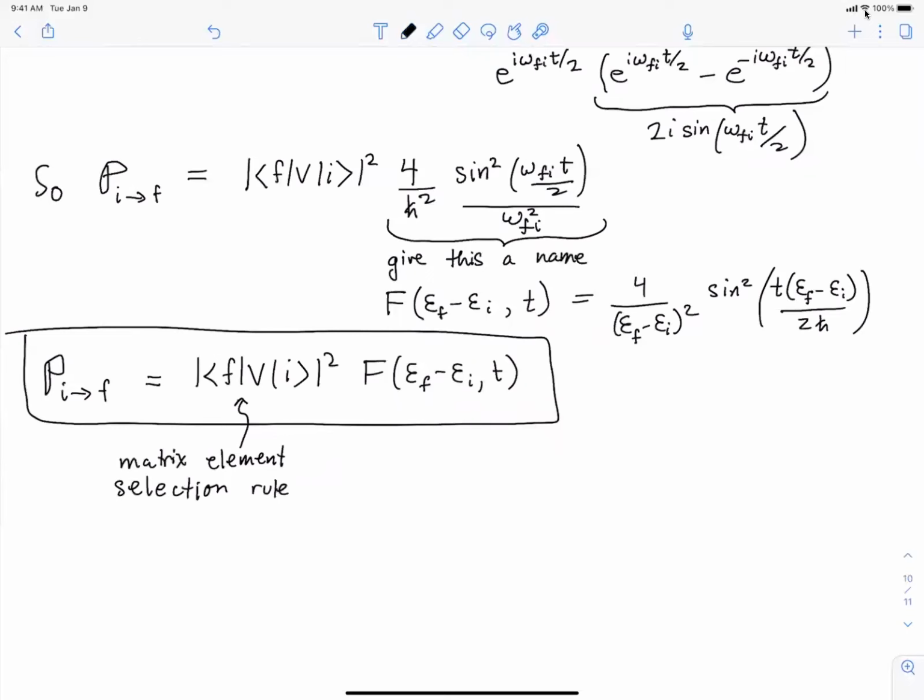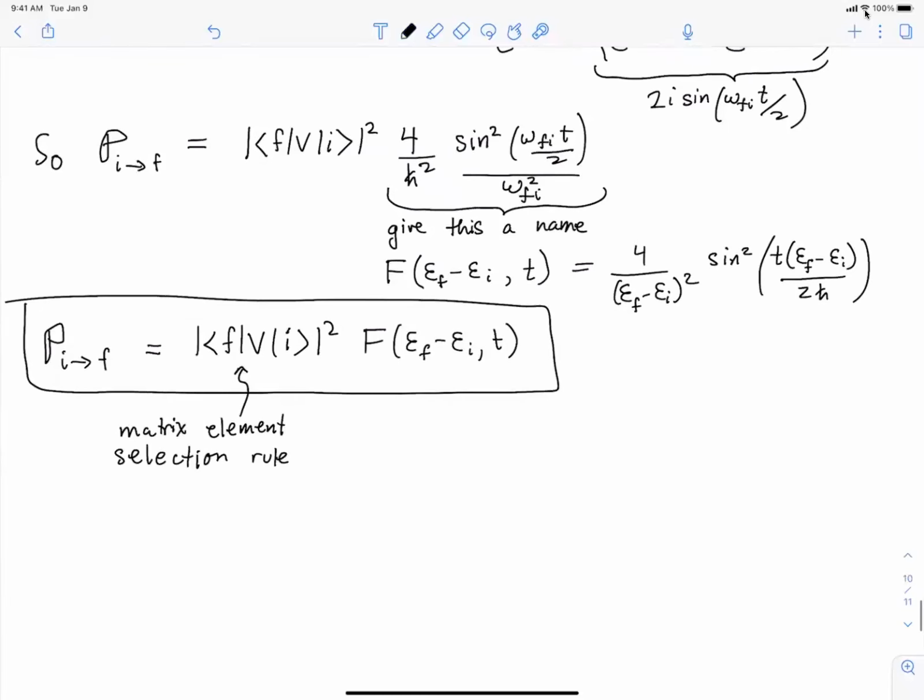So one way of thinking about that is if it's 0, then the initial state really doesn't even have any way of knowing that the final state exists, let alone transition to it. And so you have to have some connection between the 2 states somewhere. Okay, and then the other factor is the time and energy dependence of the probability. Okay, and so we're going to concentrate on that for a little bit.